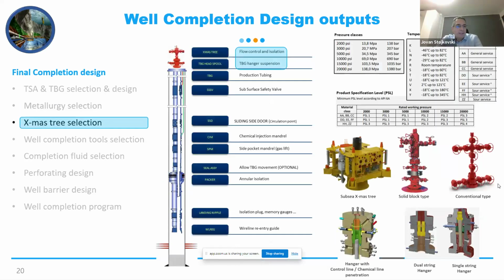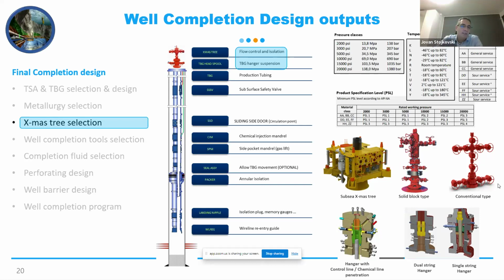When we come to the Christmas tree selection, I will just highlight that the Christmas tree selection is purely a completion engineer task, but only if the well is producing by natural flow. If it's artificial lift, as I mentioned, the artificial lift systems come with different Christmas tree systems which will fit together. So looking here only at a natural flowing well, we can have different setups.